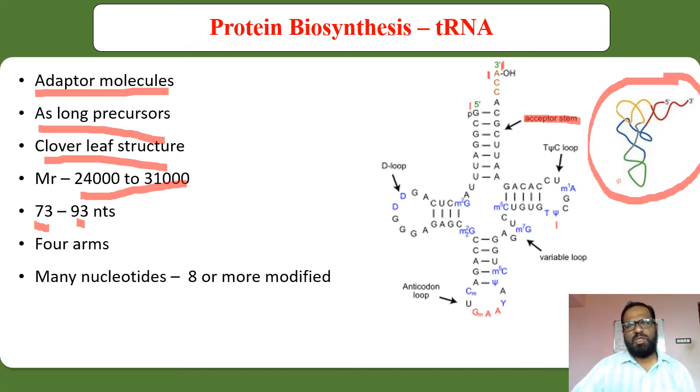And what is the function of these 2 arms? We already discussed the function of this arm. We already discussed the function of this arm, and now we have to see what is the function of the D loop and the ribothymidine pseudouracil C loop. That we have to understand.